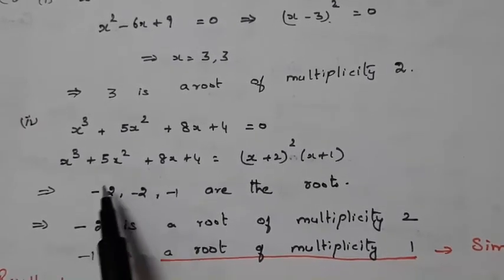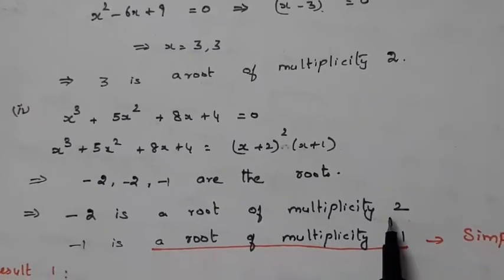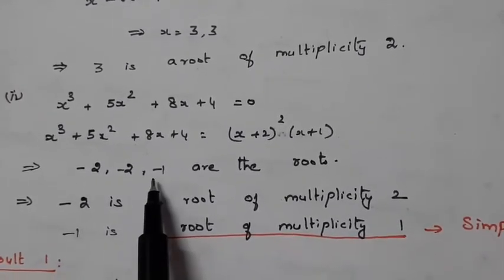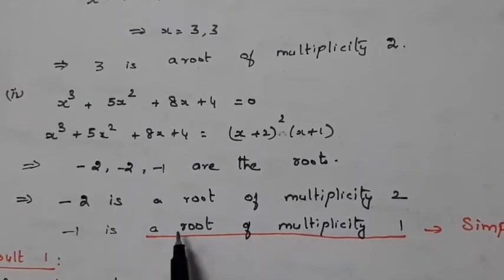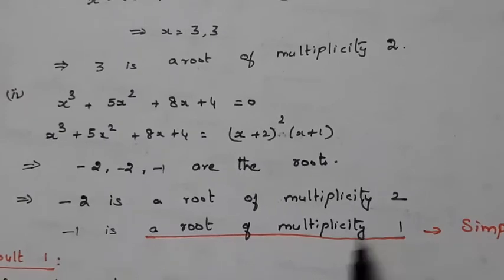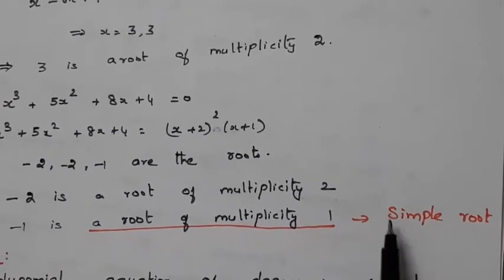So here minus 2 gets repeated twice. So we can say that minus 2 is the root of multiplicity 2. And minus 1 is only one time. So minus 1 is also a root of multiplicity 1. So if any root has a multiplicity 1, then we can say it is a simple root. That is, it occurs only one time. So it is called a simple root.